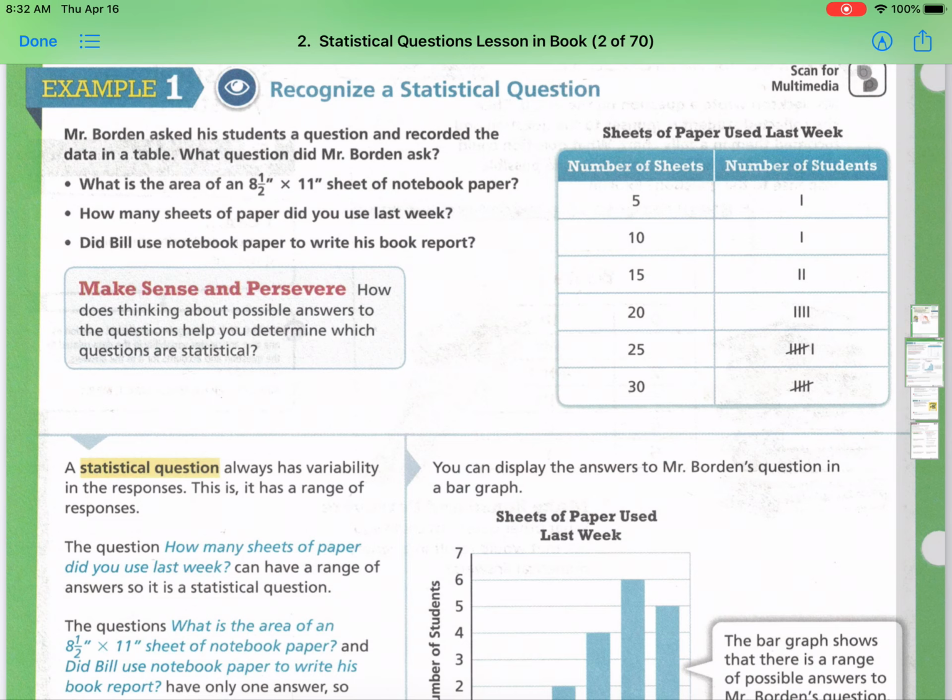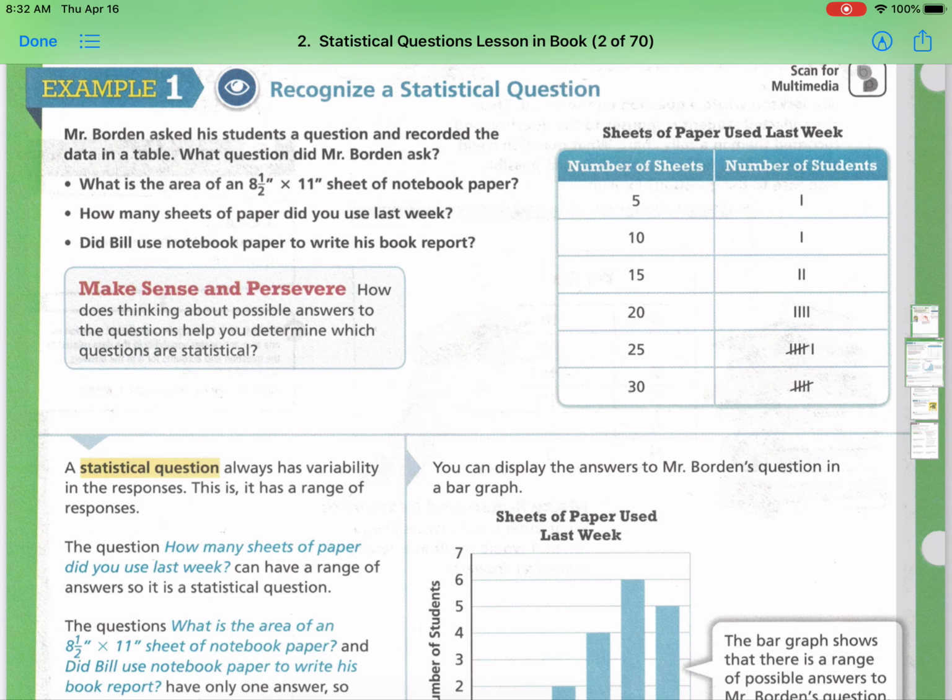What is the area of an 8.5 by 11 inch sheet of notebook paper? How many sheets of paper did you use last week? Did Bill use notebook paper to write his book report? So we have to look at this table and figure out what question matches the data.